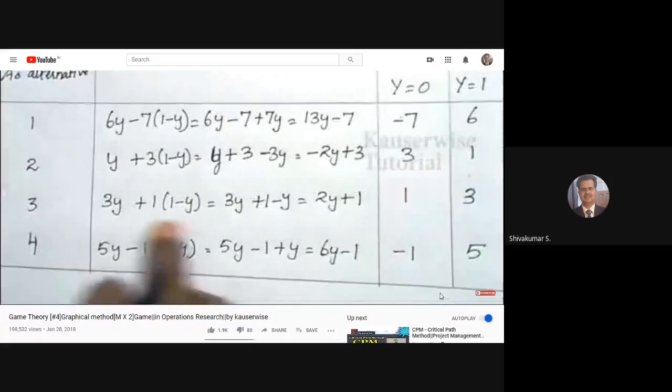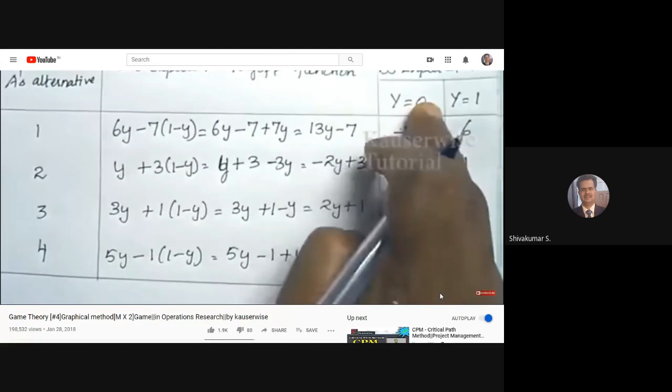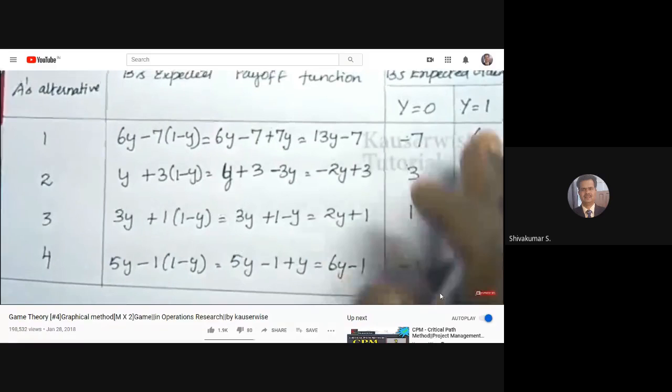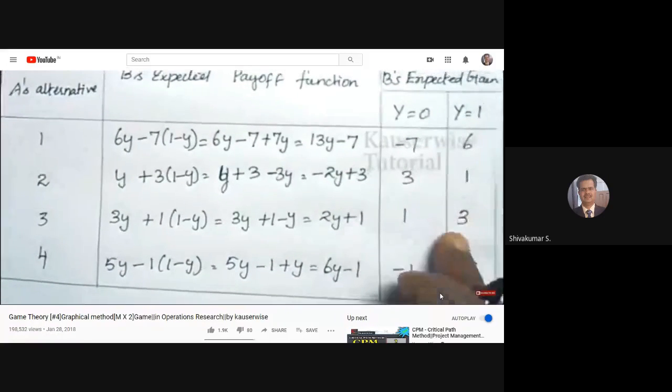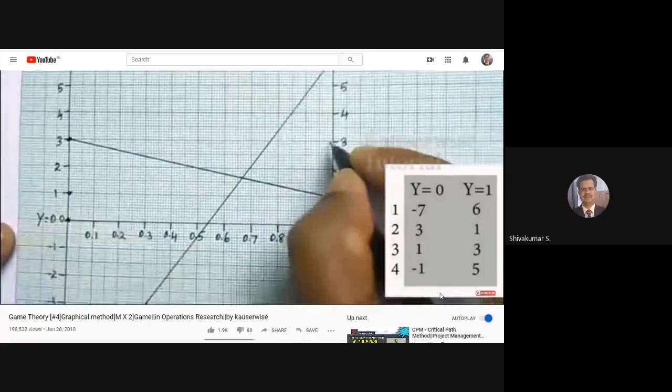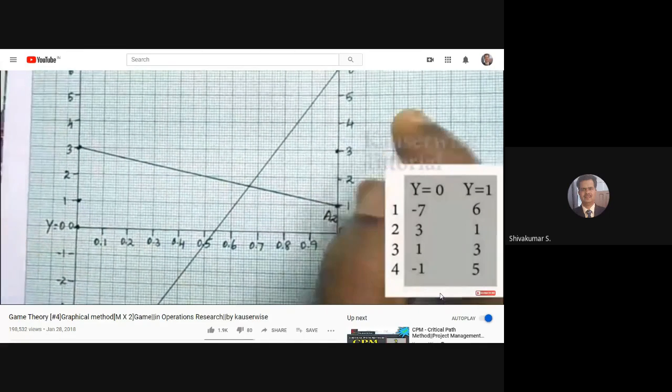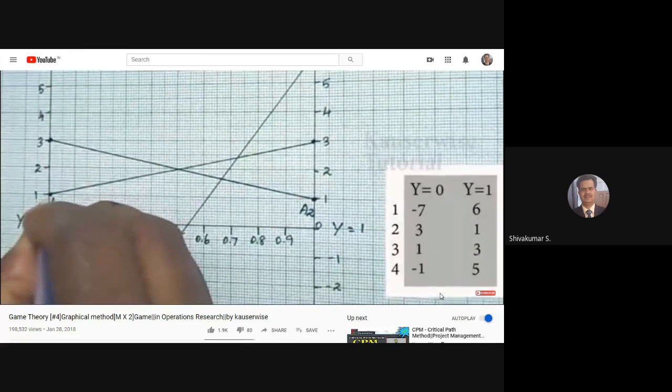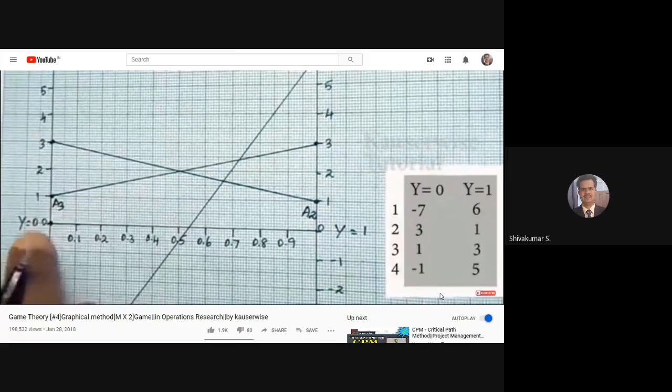Look at the third alternative. When y is equal to 0, the gain is 1. When y is equal to 1, the gain is 3. 1 and 3. This line represents A3, that is alternative 3.